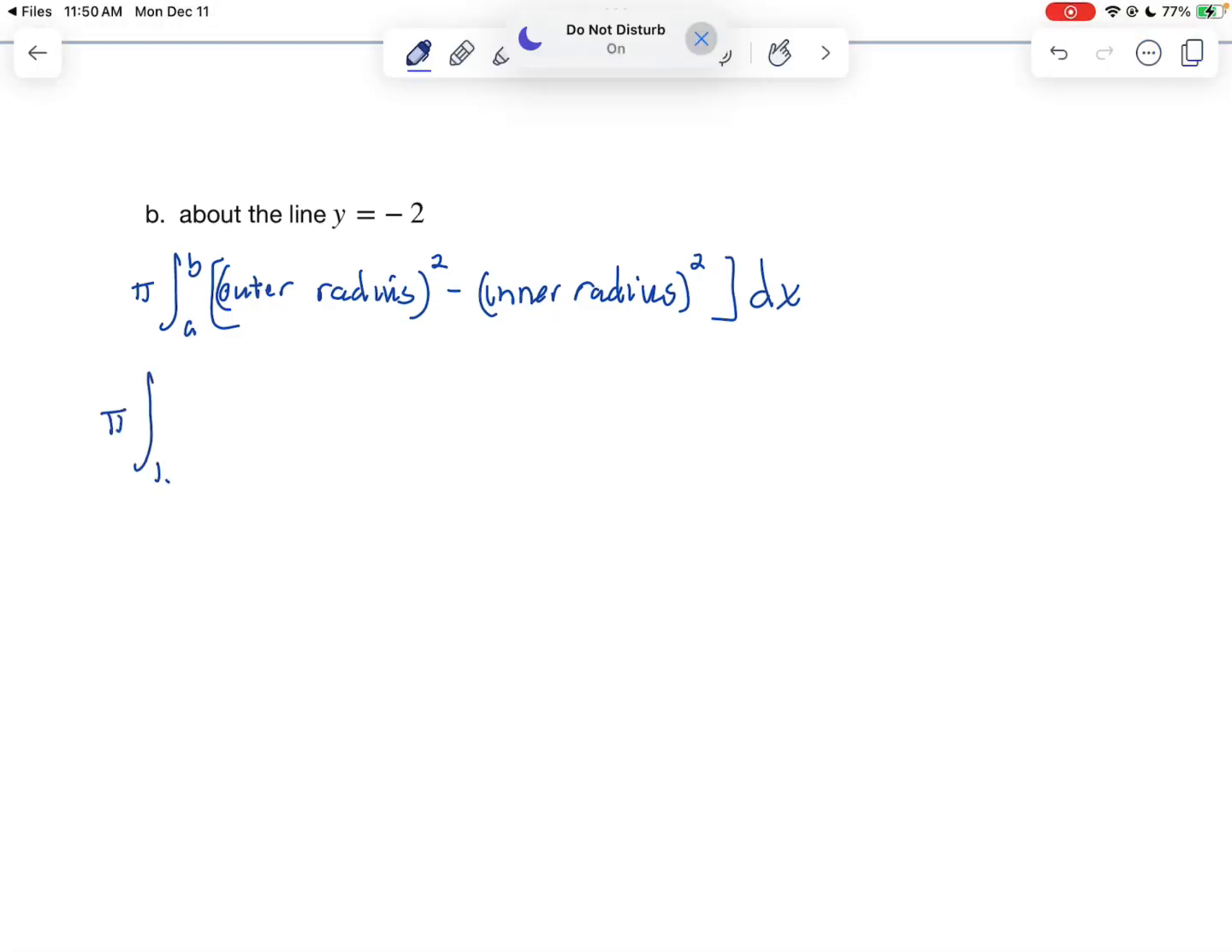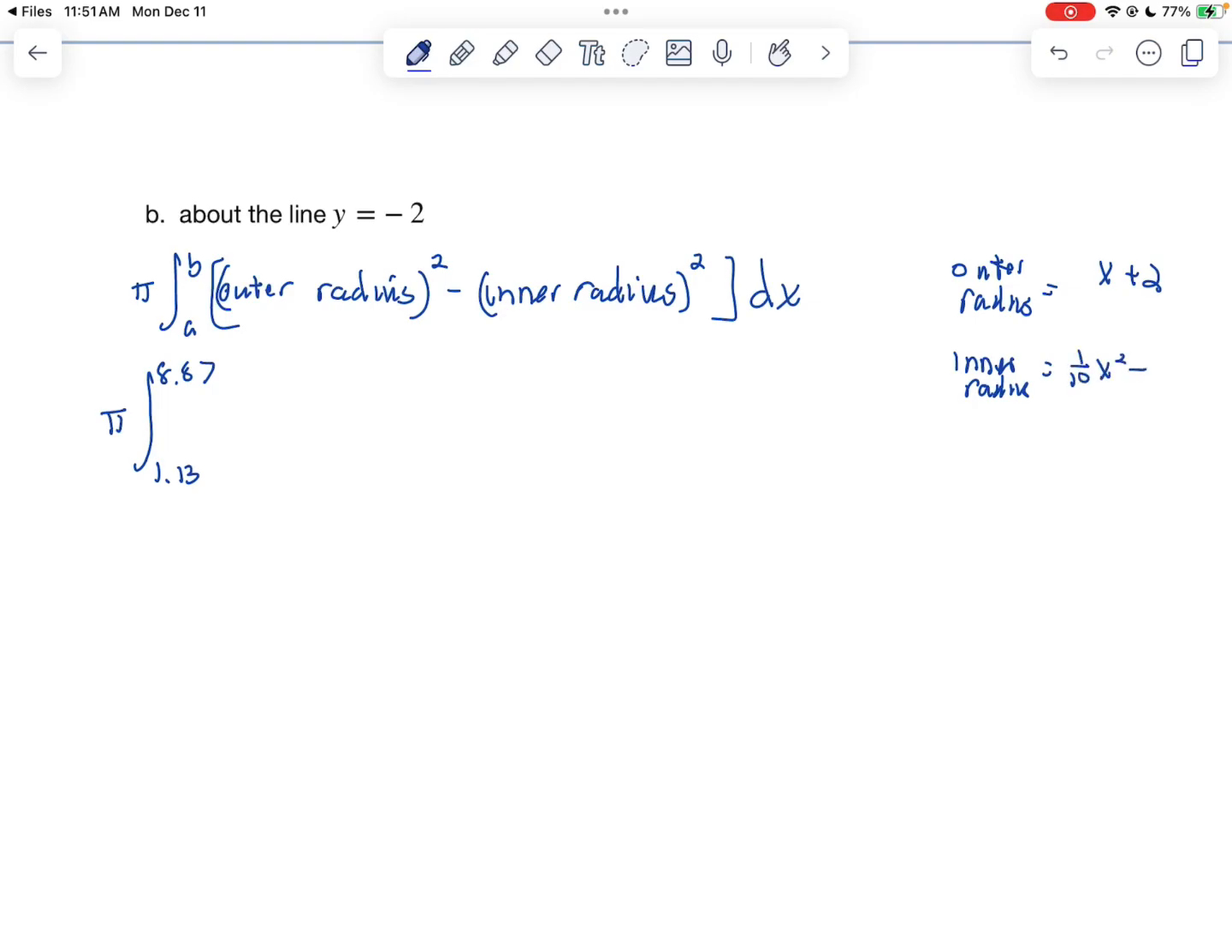Okay, so we got pi times the integral from 1.13 to 8.87 because I didn't change my upper and lower bounds. And remember, the outer radius is taken from the axis of revolution to our upper bound, so that's going to be x plus 2, as we found in our video. And then our inner radius is going to be our 1/10 x squared plus 1. Then we have to add the 2 for that extra distance. And so our outer radius is x plus 2, and our inner radius is 1/10 x squared plus 3. Then we're going to solve this integral just like we did before.